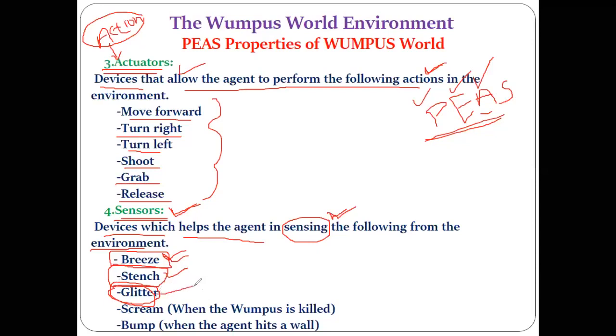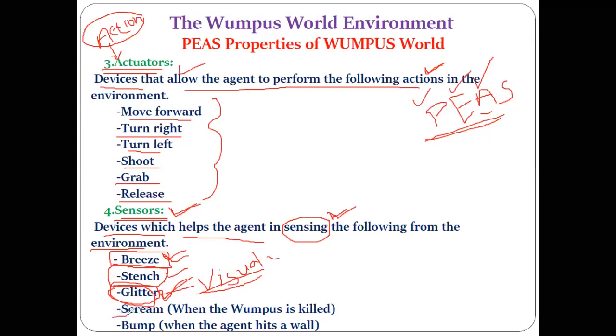Visual sensors means what? To detect any kind of obstacle in the way, or to detect some specific kind of vision. Yes or no? Now, golden rays are coming from the environment. In order to detect that, there is a need for a visual sensor so that the glittering rays can be detected by the AI agent or the knowledge-based agent. Understood. For that purpose, the visual sensor will be required.